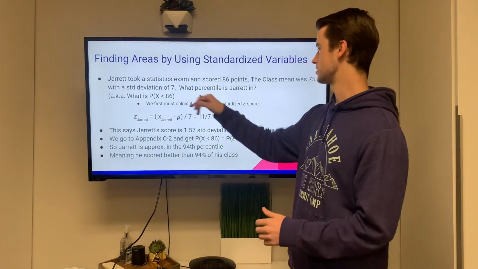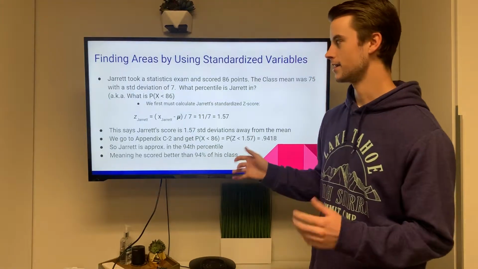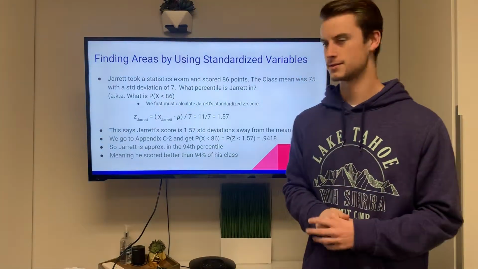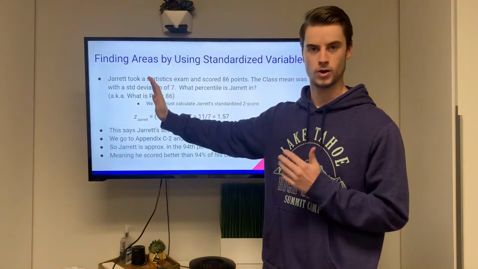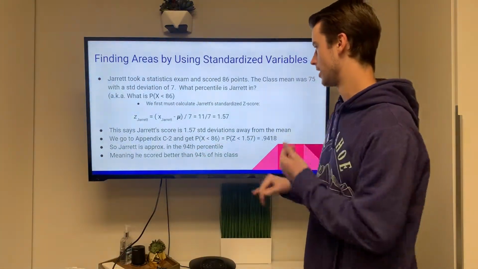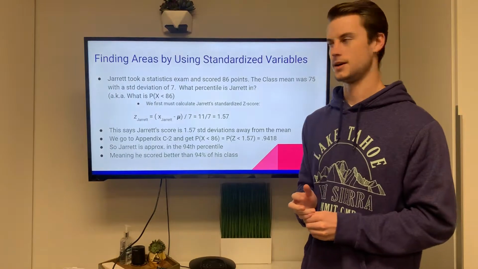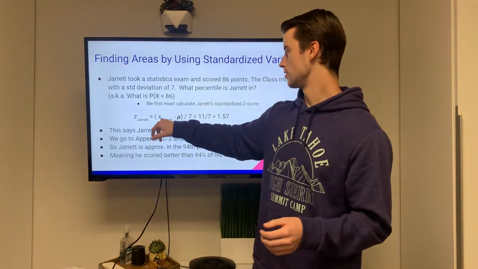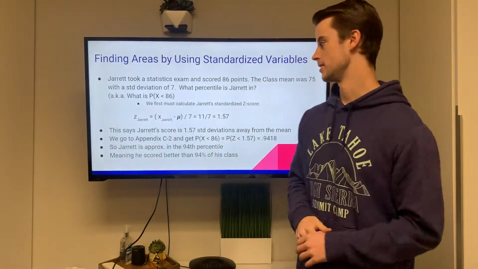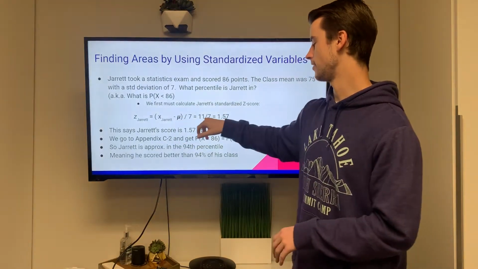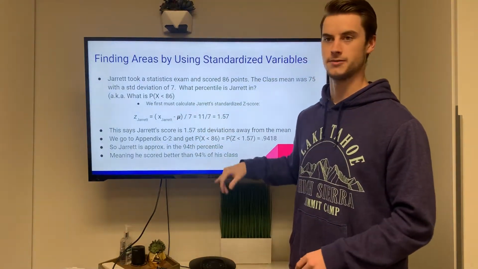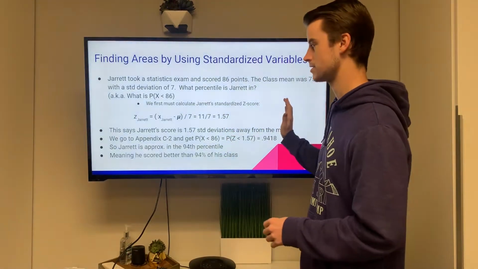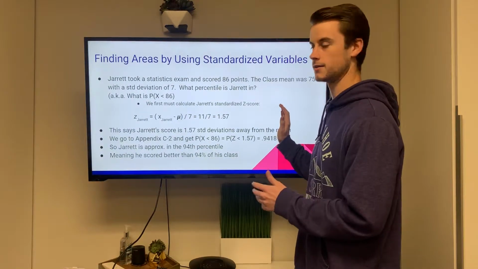So you could ask, what percentile is Jared in, right? AKA, what is the probability that X is less than 86, okay? So everything to the left of Jared's score, what percentile is that? First we have to calculate his standardized z-score. We know the formula for that: z-score is his score minus the mean, divided by the standard deviation. So 86 minus 75 is 11, right? Divide that by the standard deviation, which is 7. That's Jared's z-score, how far away he is from the mean. So he's 1.57 standard deviations away from the mean, okay?